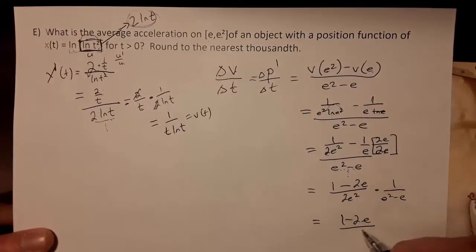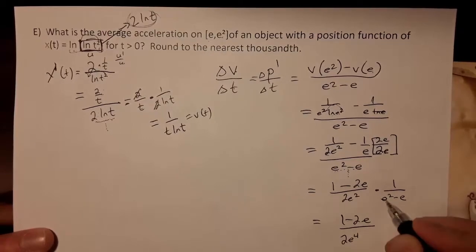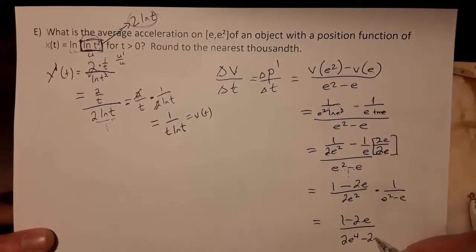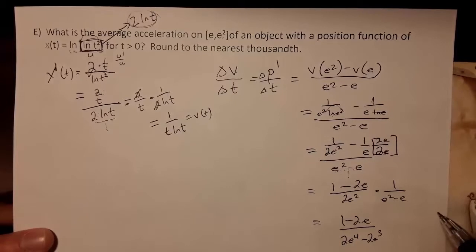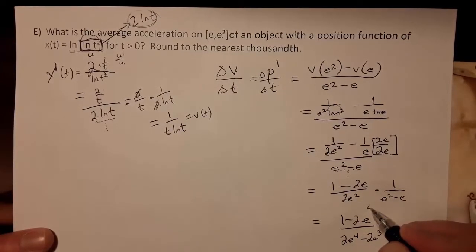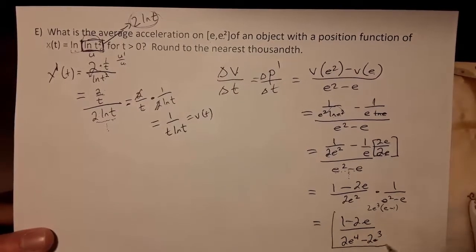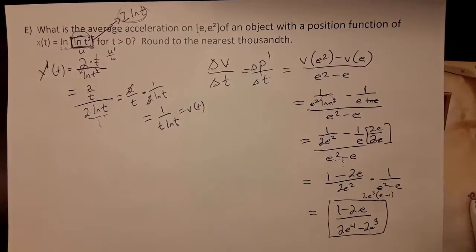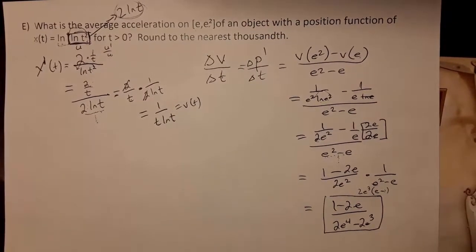On the bottom, I've got, gosh, will any of this factor? I've got 2e to the 4th minus 2e to the 3rd. I guess I could pull out a 2e to the third, I'd get e minus 1. That doesn't do me any good. This is fine. It's ugly and messy, but it's a good algebra review.